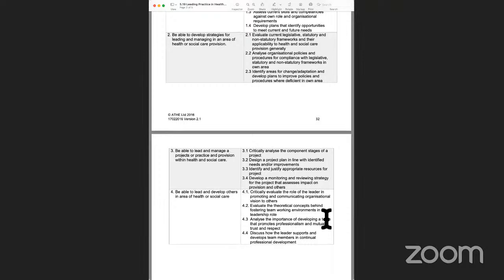The second one that we'll be looking at is evaluating theoretical concepts which are behind fostering team working environments in a leadership role. So here, essentially, we are going to be looking at team roles and how team building, team roles, and teamwork as a concept came about.